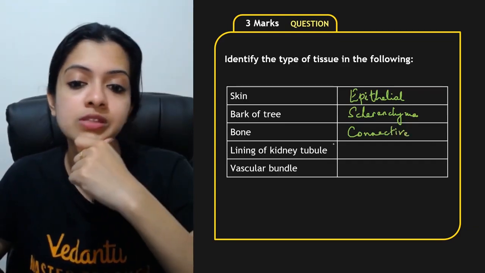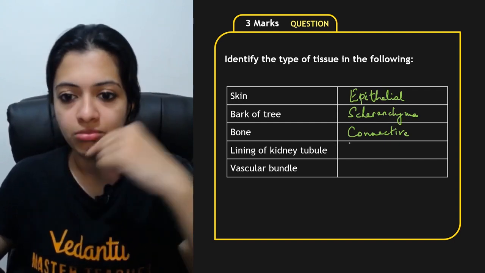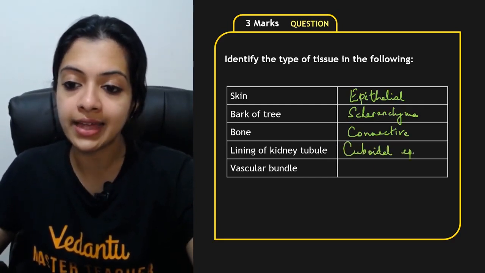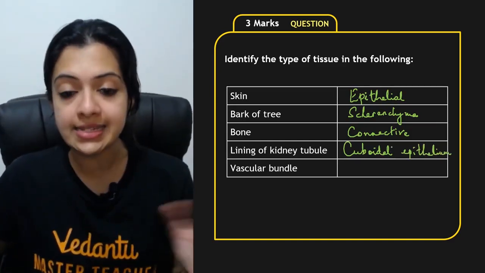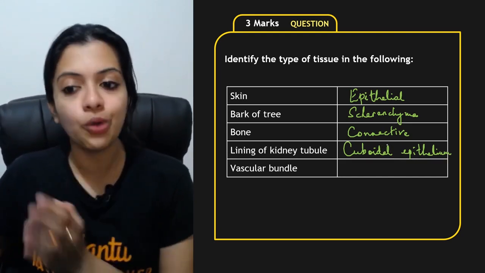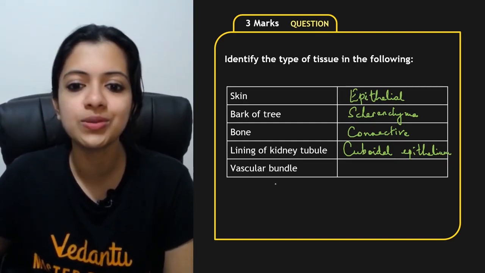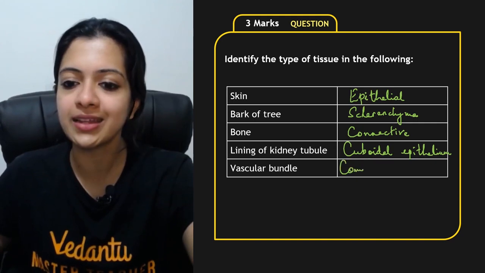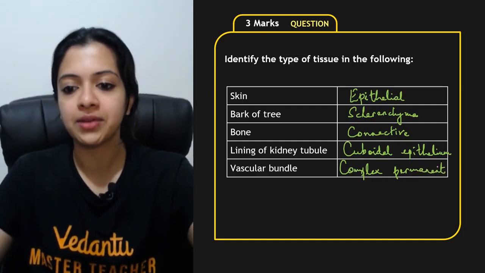Lining of kidney tubules, coming to slightly more complex stuff. Lining of kidney tubules. Cuboidal epithelium, actually. So remember, there are different kinds of epithelial tissue as well. Those areas which would need some additional mechanical support would be lined with cuboidal epithelium. Now, vascular bundles. What is a vascular bundle? It includes xylem and phloem. So what are they? Yes, complex permanent tissue.